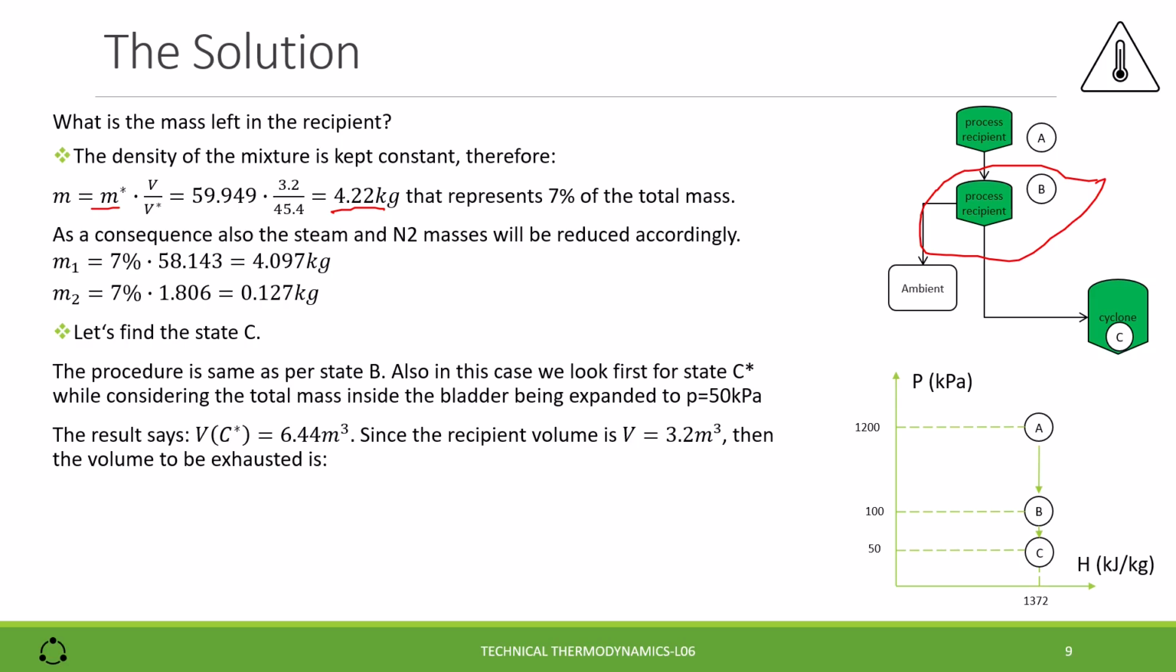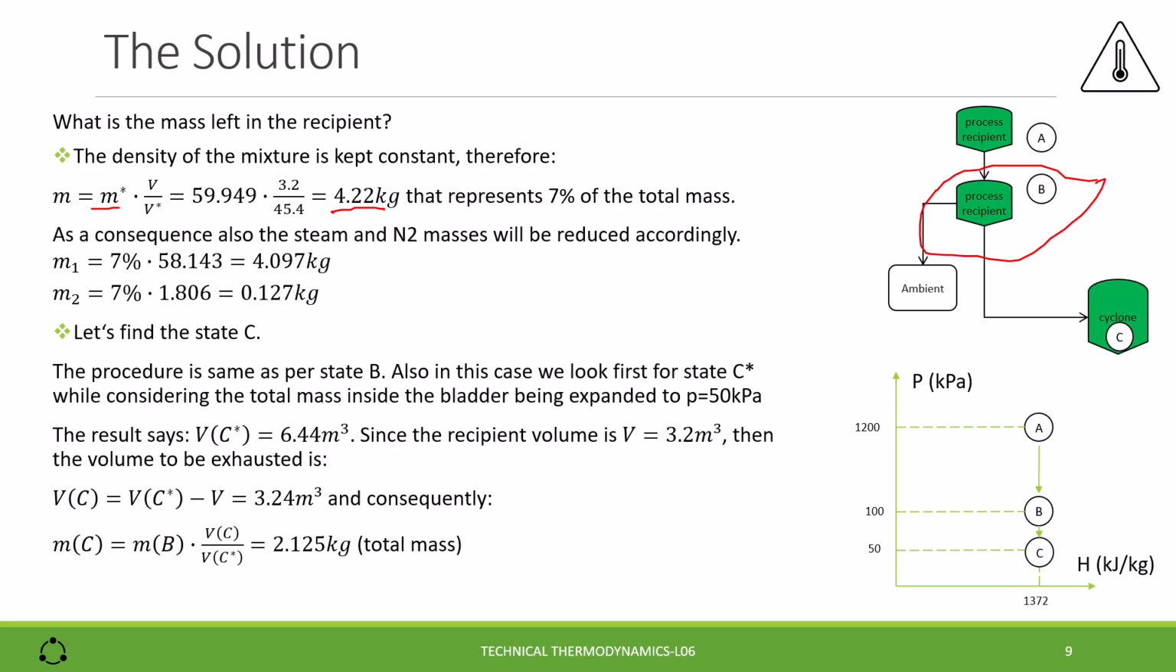The result says that V of the state C star is 6.44 cubic meter, but since the recipient volume is only 3.2 cubic meter, then the volume to be exhausted is the difference, 3.24 cubic meter, and consequently the mass of the state C, that is the mass inside of the cyclone, is the product of the mass of the state B and the ratio of the volumes, 2.125 kg, and the found temperature is 80.27 degrees.